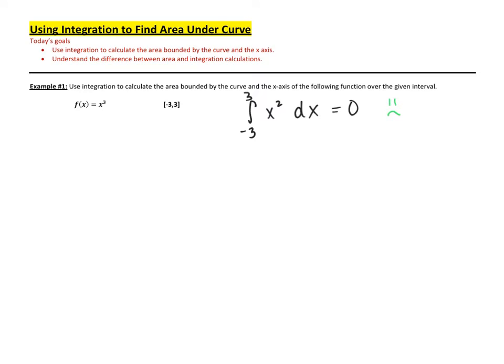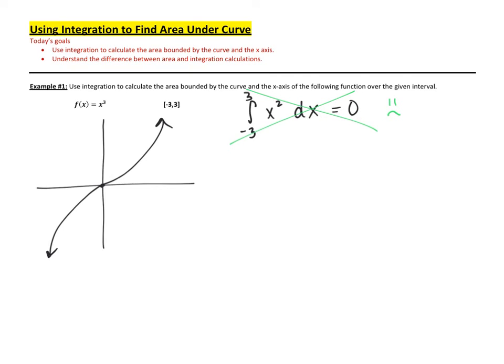So let me explain why this definite integral gives us 0. But first, we're going to cross this out because this doesn't make any sense. We're not going to use that. All right, so let's draw our picture of x to the third. So I'm going to try to be as accurate as possible. And 1, 2, 3, 1, 2, 3.